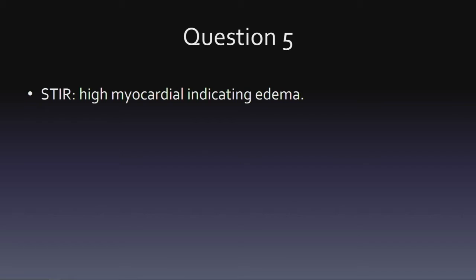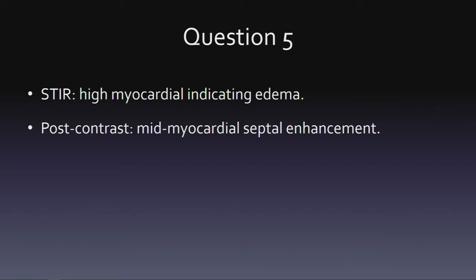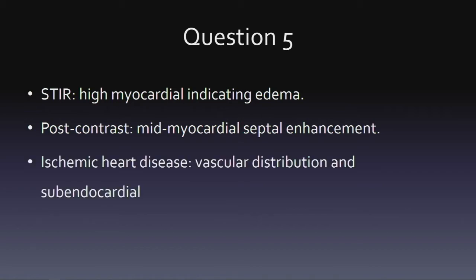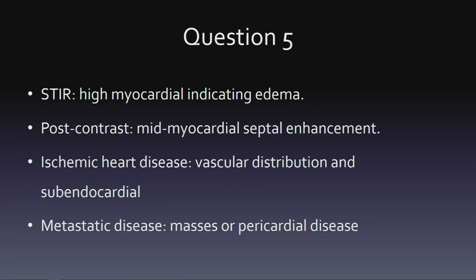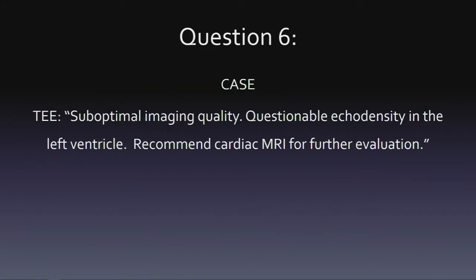So our STIR, that's the one with some T2 weighting, we saw some increased signal intensity. We saw on the post-contrast, the pissers, what a pisser those were, we had some increased delayed contrast enhancement in the mid-wall, patchy, classic for viral infection. Okay? And we went over the findings of being more ischemic, right, subendocardial, and in a vascular distribution. Okay? And we didn't see masses.